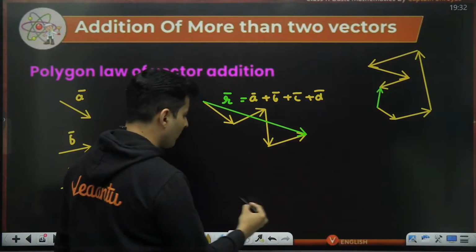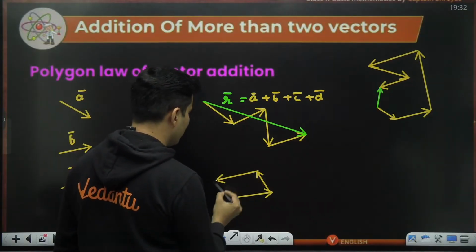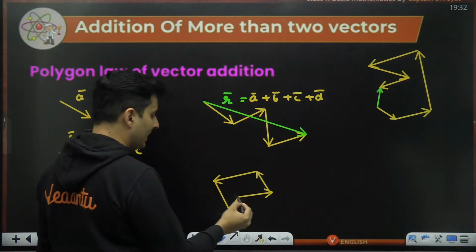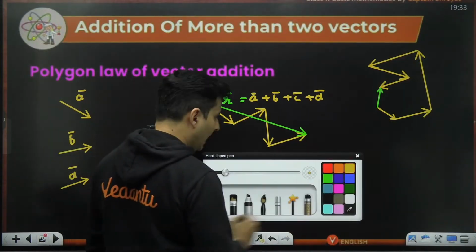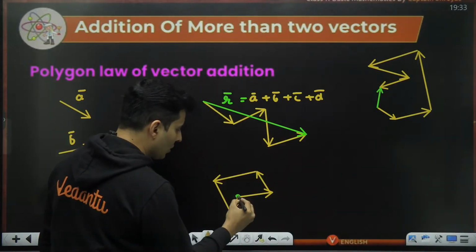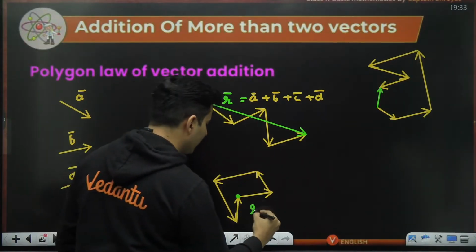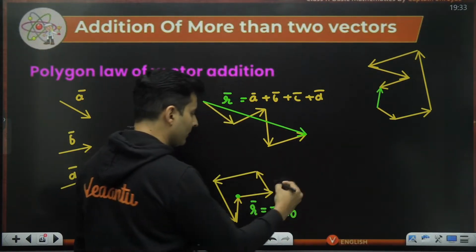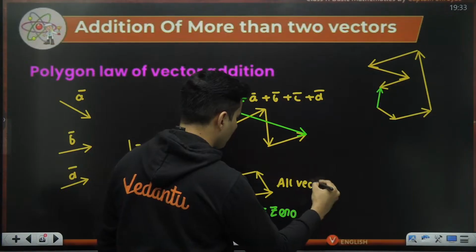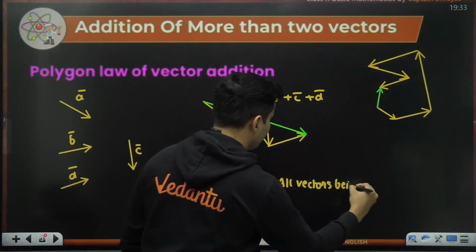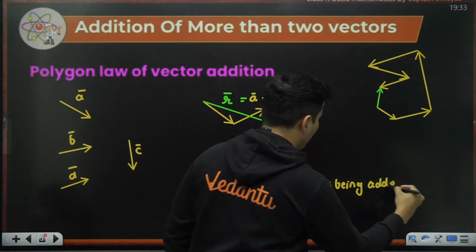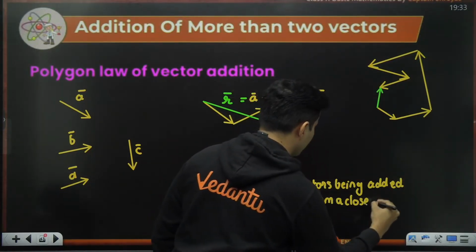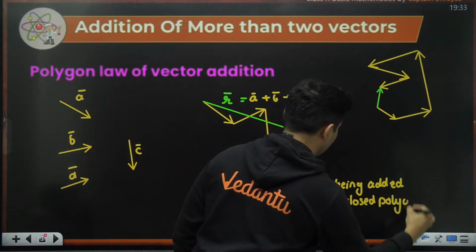Sometimes it might happen that when you are adding in this particular process, the last vector coincides on the first vector's tail. So in that case, obviously, because you're coinciding, it is a complete polygon, the resultant will be a big fat 0. So this happens when all the vectors being added form a closed polygon. That is when this will happen.